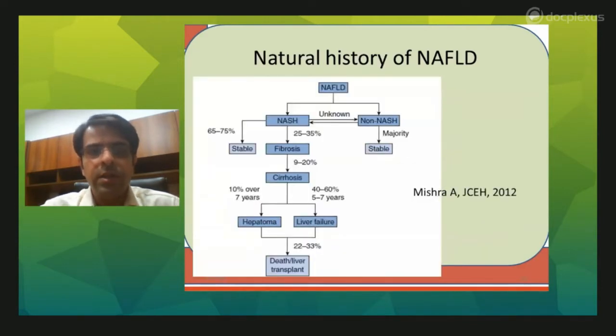Now, if you see the natural history of NAFLD, as I told you earlier, the majority will be non-NASH and stable. So just steatosis, no implications at all. But some of them will develop non-alcoholic steatohepatitis, and out of them, around 70% will be stable, without much progression. But around 30% will develop fibrosis, and 20% of them will go on to form cirrhosis, and then cirrhosis will ultimately have its own attendant complications.